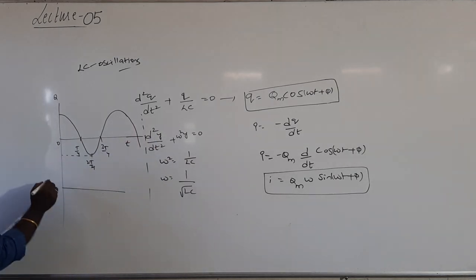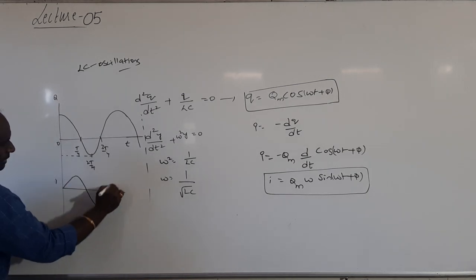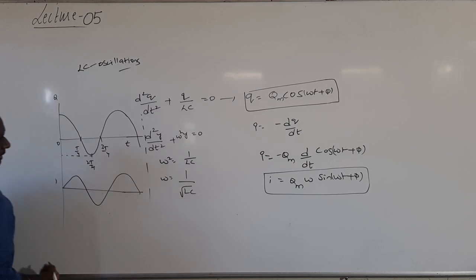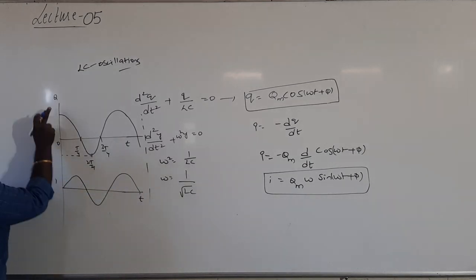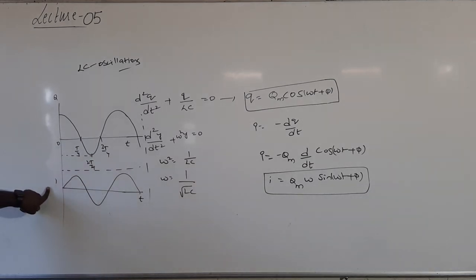In the same manner, if I take current, at t equal to 0 it is 0, like this. This is the variation of current with respect to time. This is the current versus time graph, and this is the charge versus time graph. So based on this we can say LC oscillations. So these are the two expressions. I hope you understand this class.